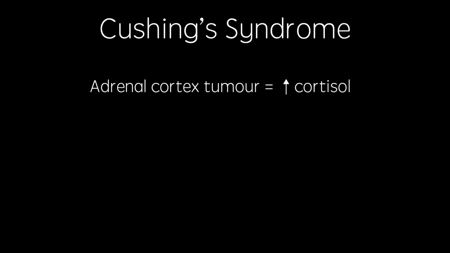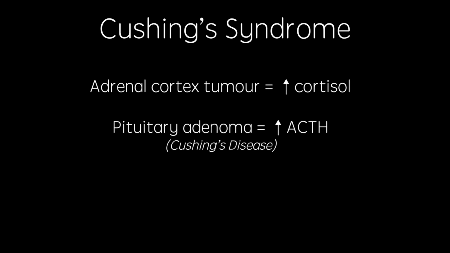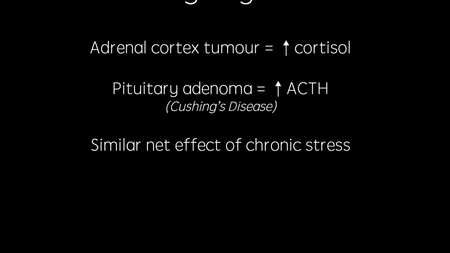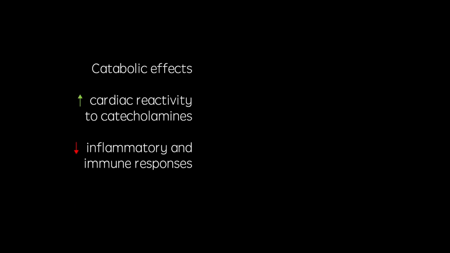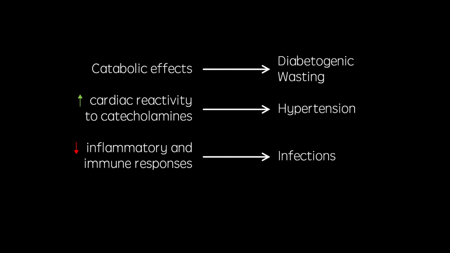Cortisol excess is also known as Cushing's Syndrome. This is often caused by a tumour in the adrenal cortex, which leads to the oversecretion of the hormone. However, this can also be caused by pituitary adenoma, which causes cortisol excess secondary to ACTH excess, but this is known as Cushing's disease. The effects of these conditions are similar to those of chronic stress. This includes diabetes, weight loss, hypertension, and becoming more prone to infections.